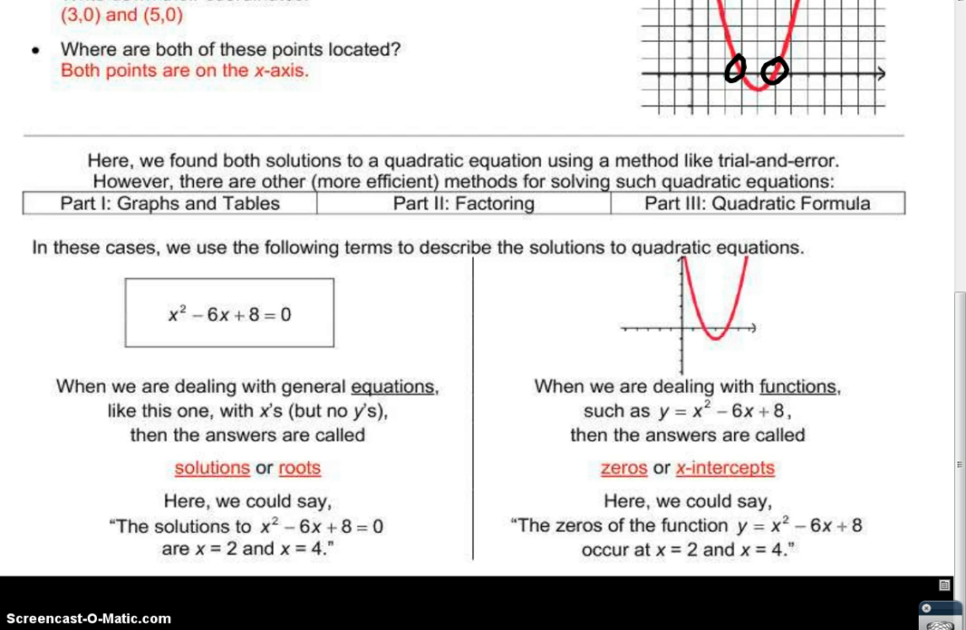Okay, now the other type that I'm going to use is when we're dealing with functions, so specifically graphs, such as y equals x squared minus 6x plus 8, then the answers are called zeros or x-intercepts because we're specifically trying to find where they cross the x-axis. Here we could say the zeros of the function y equals x squared minus 6x plus 8 occur at x equals 2 and x equals 4. So if you notice, that's where those 2 points cross the x-axis, at 2 and 4. Okay, so I want you to flip the page.